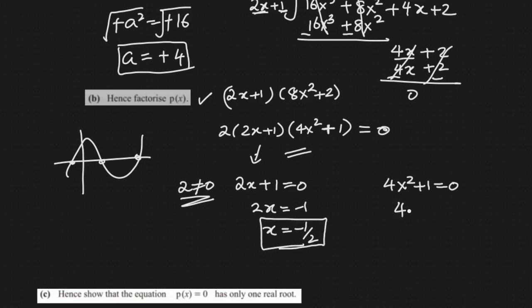What about this? 4x square equal to minus 1. x square equal to negative 1 over 4. And square root both sides. The square root of a negative number is not possible, so we'll have to reject this one. So we can see that it has only one real root.